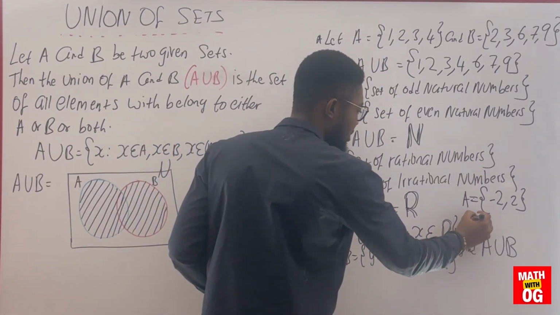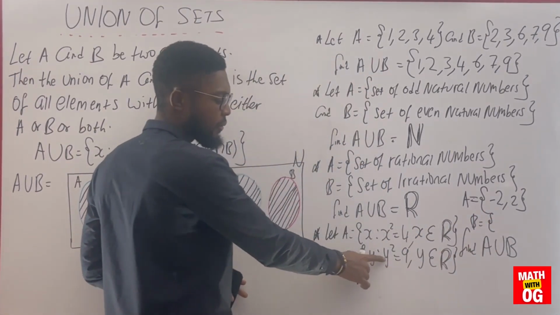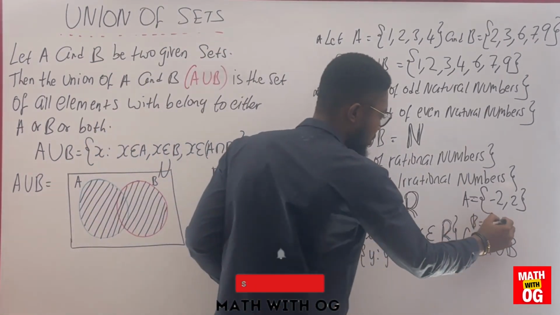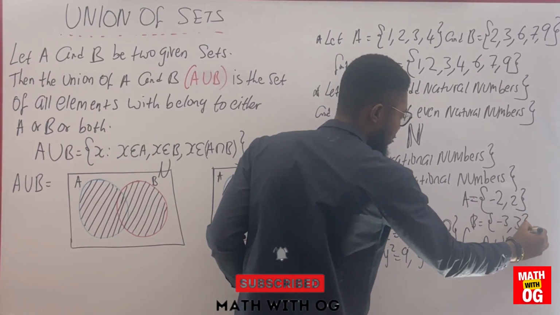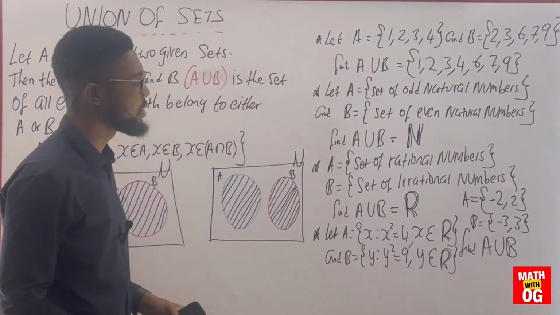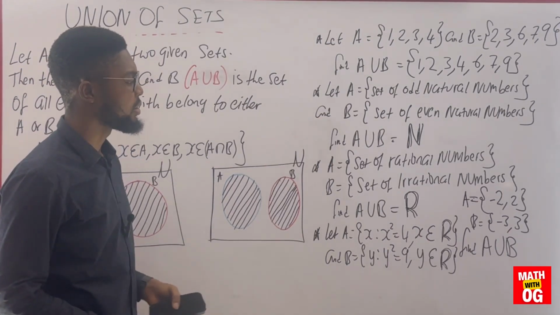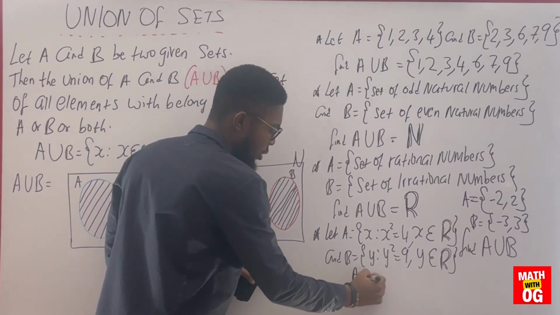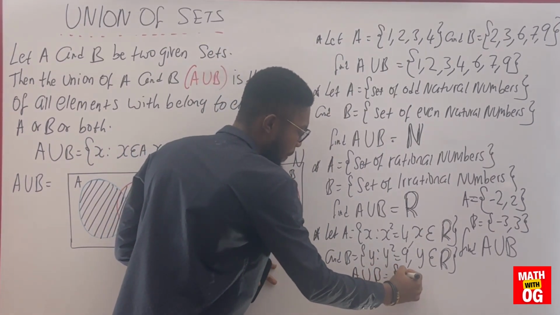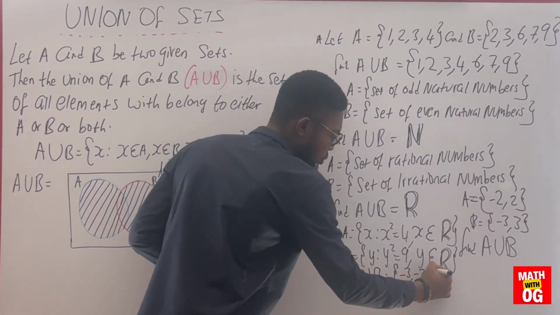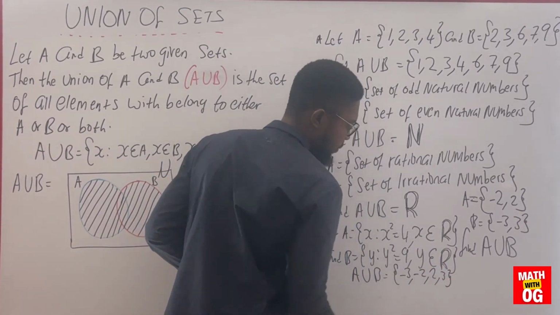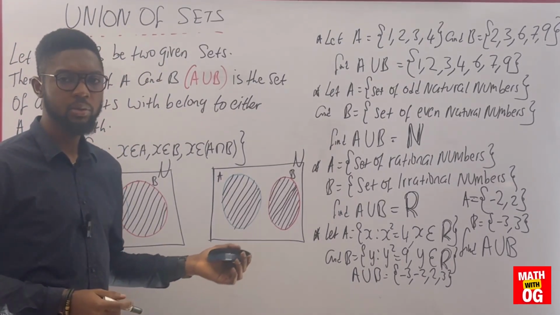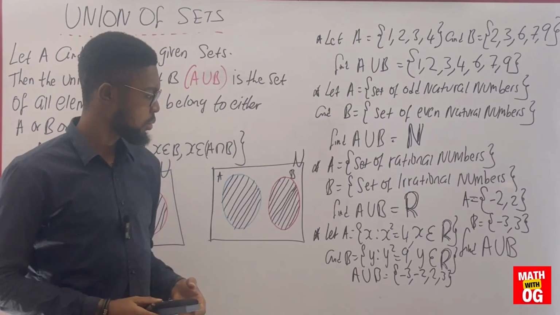Now for set B, similarly, the square root of 9, to make y the subject of the formula, is minus 3 and plus 3. So I'll put here a minus 3 and a positive 3. Now what is the union of the set containing minus 2 and 2 and the set containing minus 3 and 3? I can write here A union B is equal to minus 3, minus 2, 2 and 3. So that is the answer to the question.